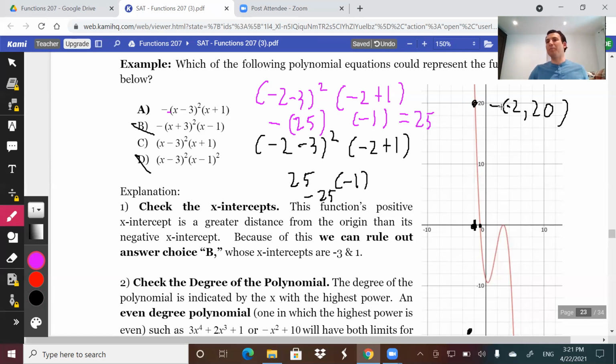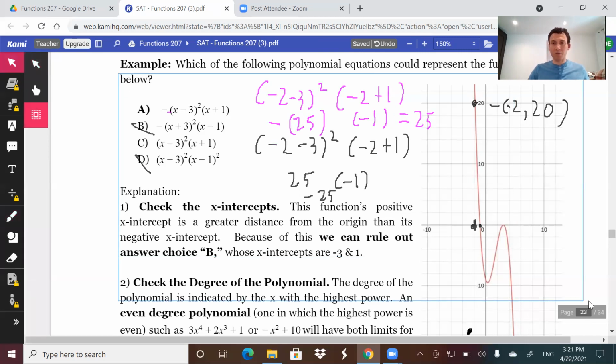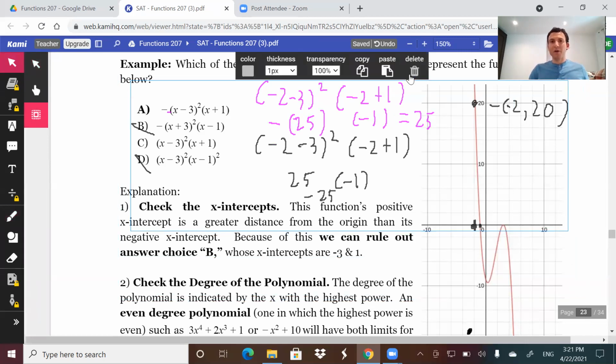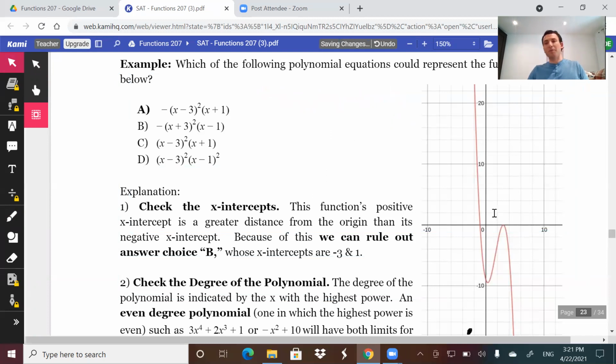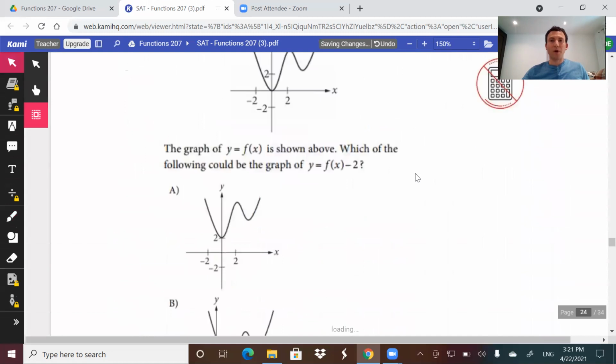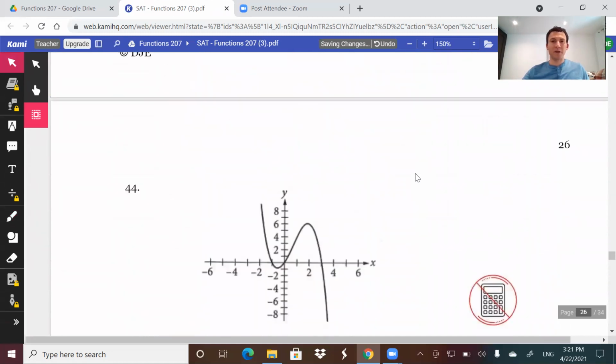That's pretty close to the point we had here. I probably could have done a better job of eyeing that up. But anyway, that's another way you can figure out any one of these problems where you have the function and you want to know what function matches the graph. We will try one out, and then that will be it for the video.